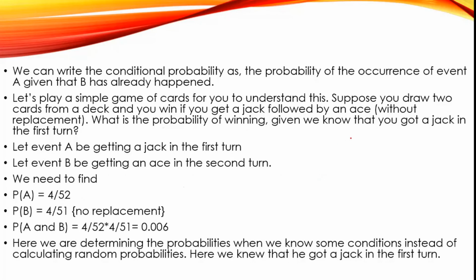We can write the conditional probability as the probability of occurrence of event A given that B has already happened. Okay, from the conditional probability point of view, what is the probability of occurrence of event A given that event B has already happened? Event B has already happened, and what is the chance of getting A? Here is a very simple example.